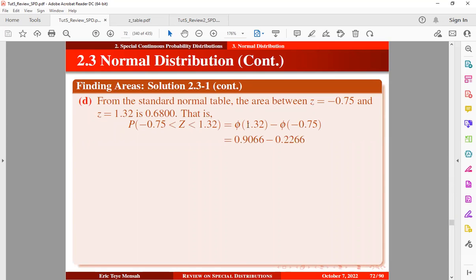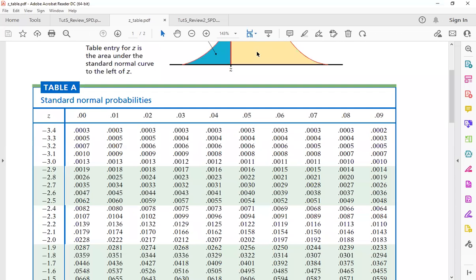Once you read this from the table, you obtain this. And once you read this also from the table, you obtain this. I guess by now you can read this, but let me guide you once more. So let's take a look at 1.32. Let's go back to our z table. So 1.32.